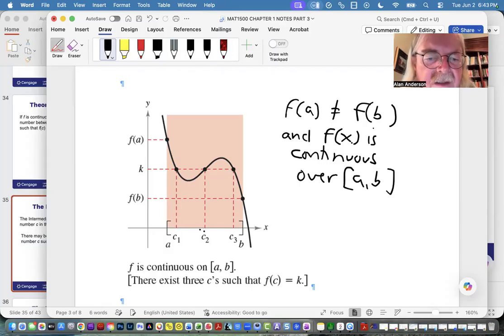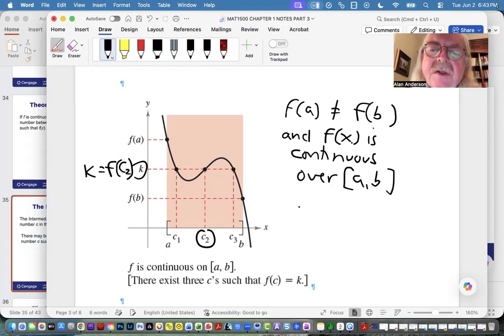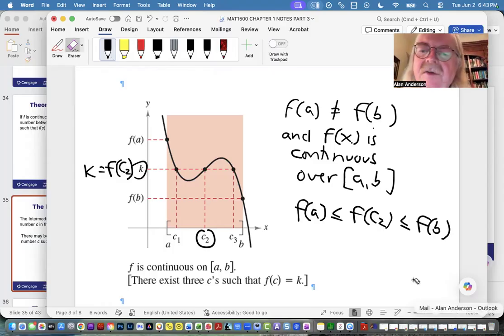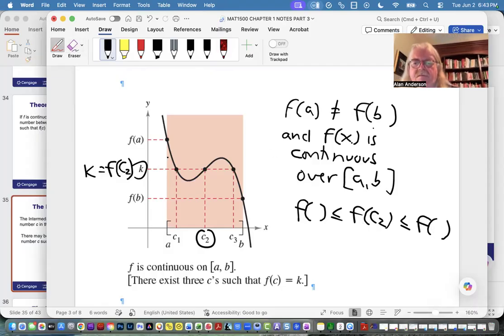So they've chosen this point C2, and this K is meant to represent f of C2. And we can see that f of C2 is between f of A and f of B. Oh, actually, sorry, I got these backwards. In this case, f of A is the larger number. So let's get these reversed. Okay. And now we're all set.